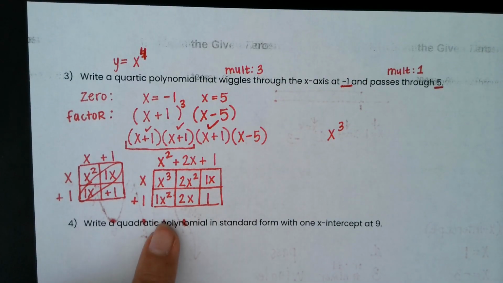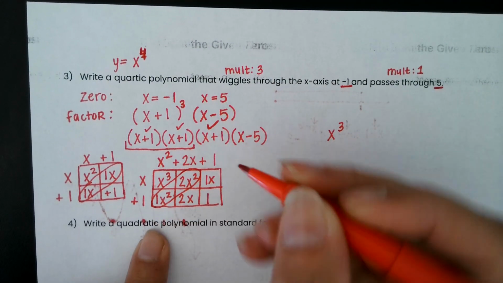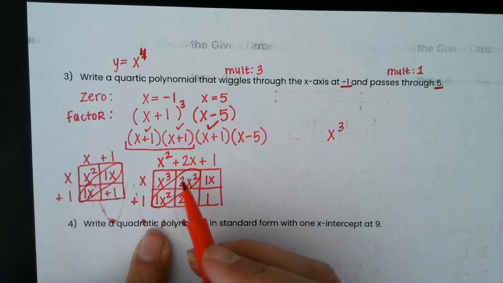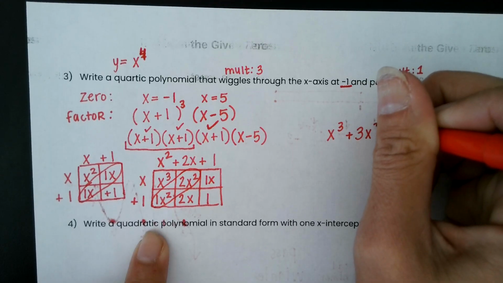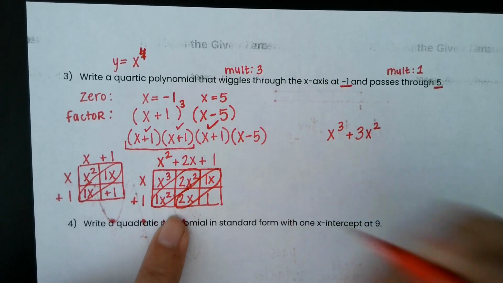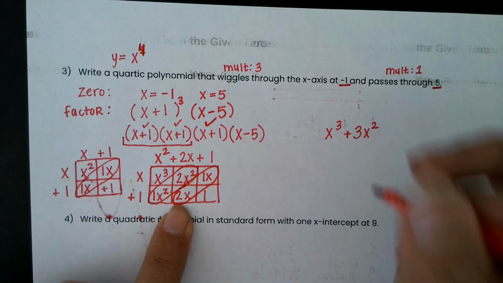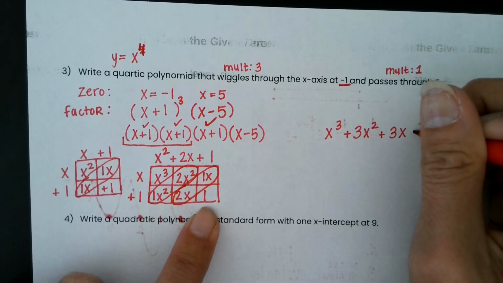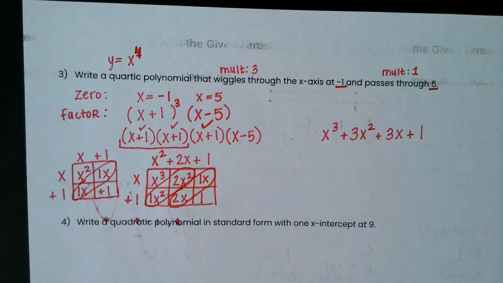All right, now there's a couple of x squareds that we can combine. 2x squareds and another 1x squared, so plus 3x squared. Also a 2x and a 1x right there, so plus 3x, and then a plus 1 at the end. All right, what's going to be our last step?